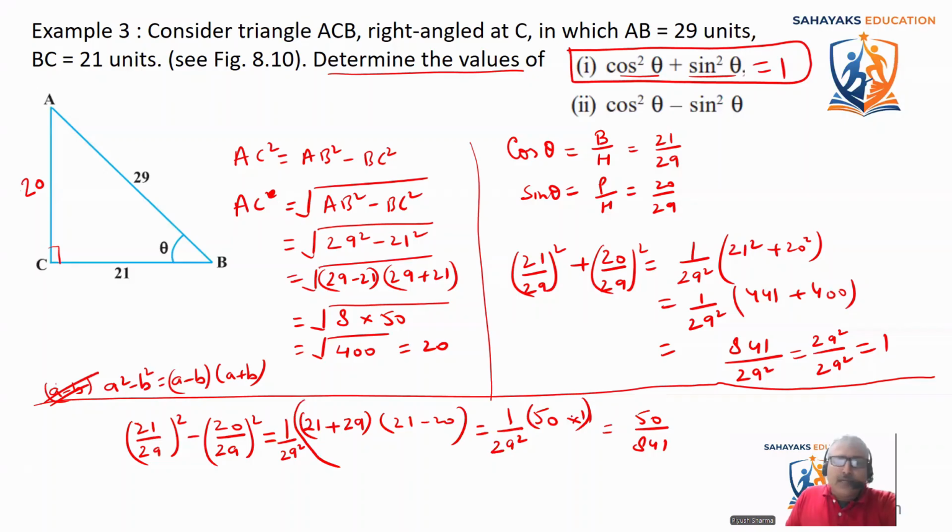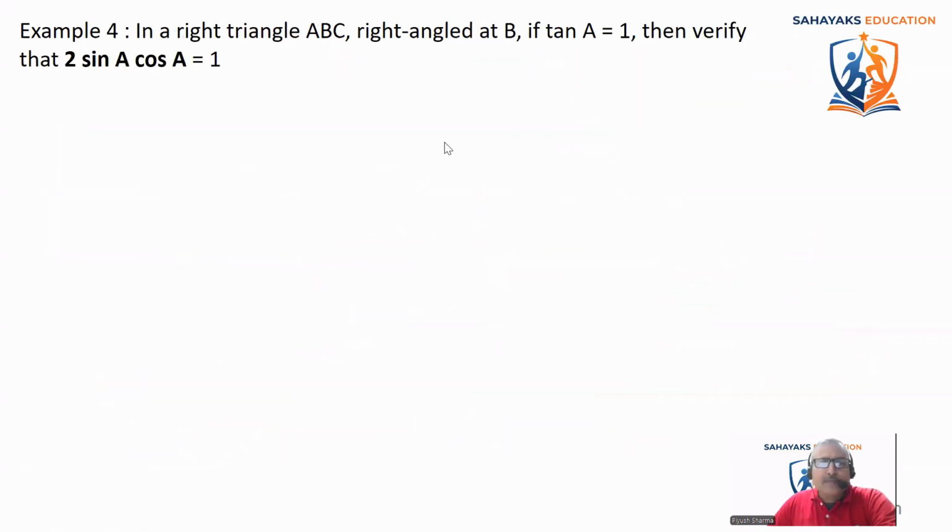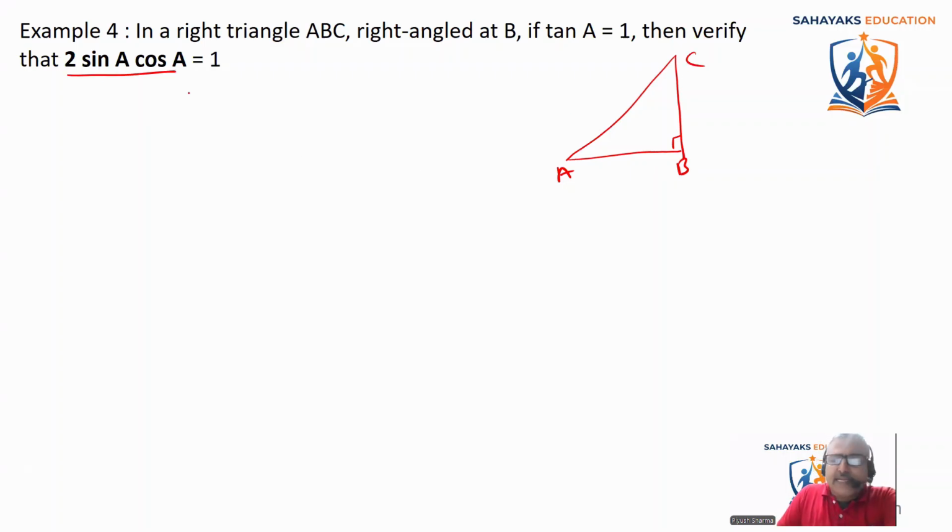Now, coming to the next question. It says, in a right angle triangle ABC, right angle at B, if tan A is equal to 1. So let's make a right angle triangle first of all, right angle at B, and write it as A, B, and C. Now they want to find the value of 2 sine A cos A. They've already given tan A is equal to 1.